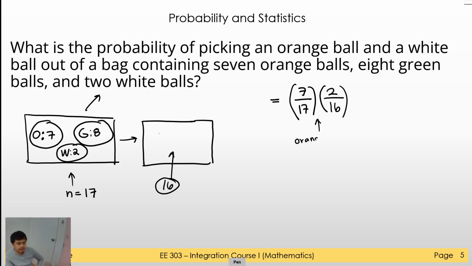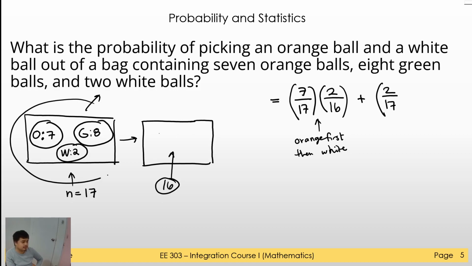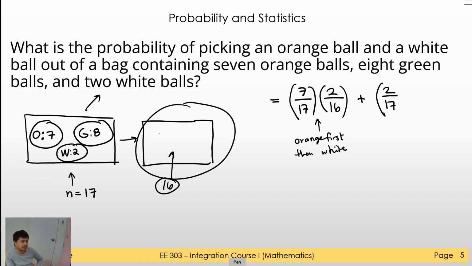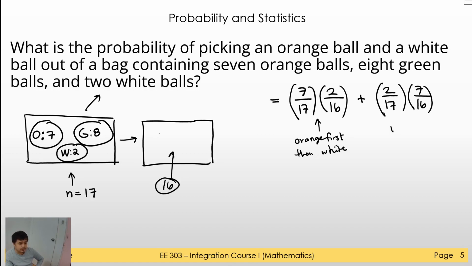Sorry. Orange first, then white. And then for the other scenario, since it could be orange first then white, or white first and then orange, this will be white first, so 2 over 17. So you will pick a white here first, and then for the second case, you will pick an orange. So this will be 7 over, the total is 16. So this will be white first, then orange.